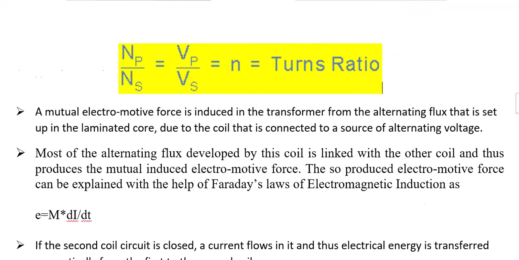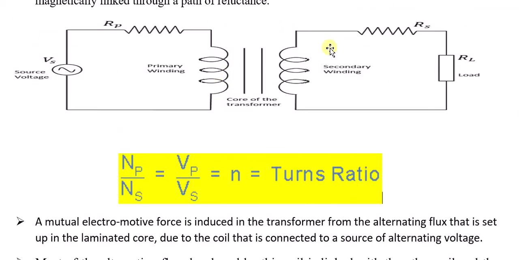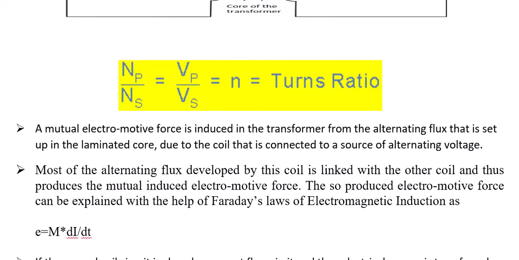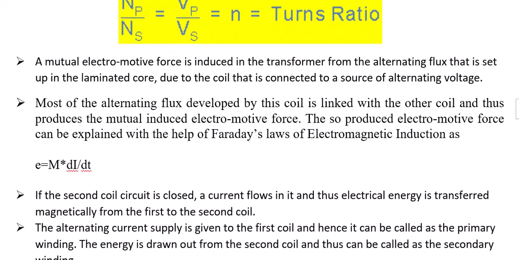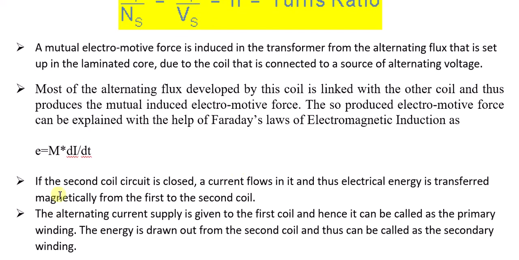As you can see how the mutual induction occurs, both coils are there. Mutually this is transferred to this, and this will send some particular electric power, and this will also receive. That means there is some mutual transfer of electromotive force. So hence E is equal to M into di by dt. Why this di by dt? This is the proportional change in current. So di by dt is nothing but the proportional change in current. So this is how it can be understood. If the second coil circuit is closed, a current flows in it, and thus electric energy is transferred magnetically from the first coil to the second coil.